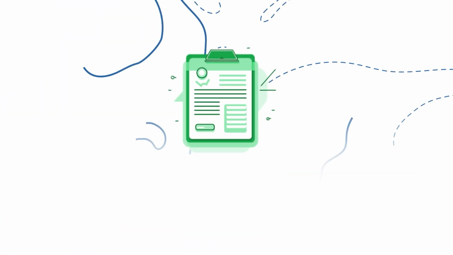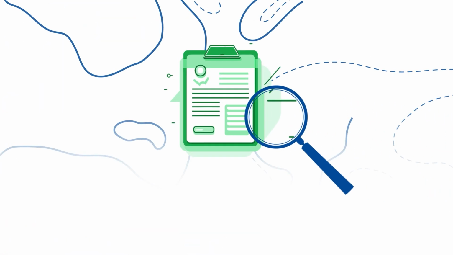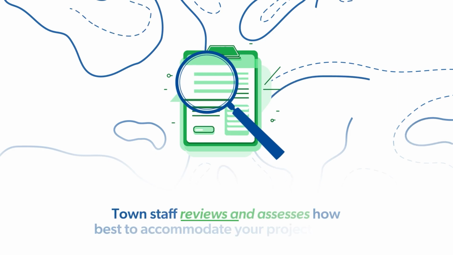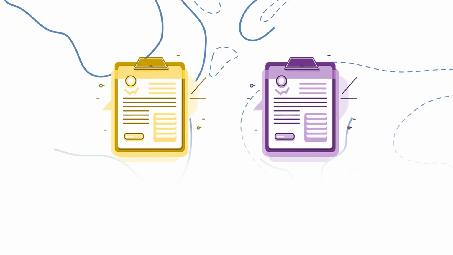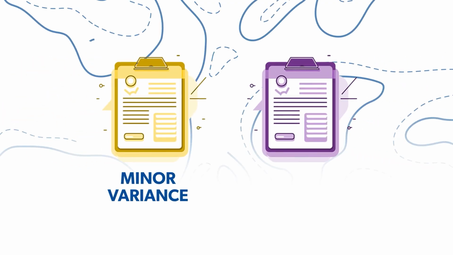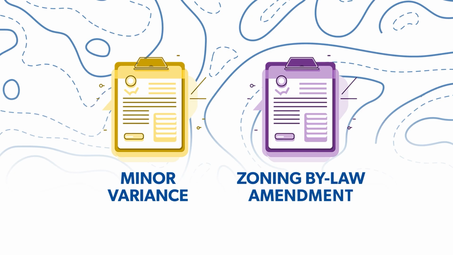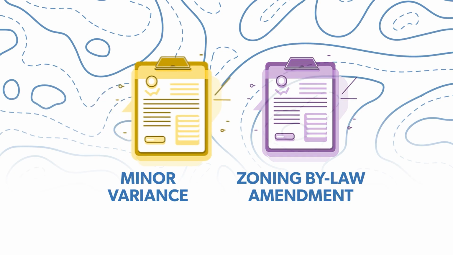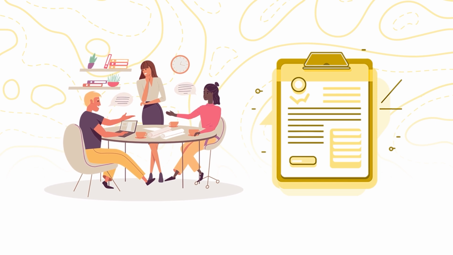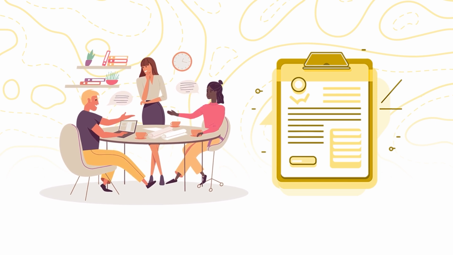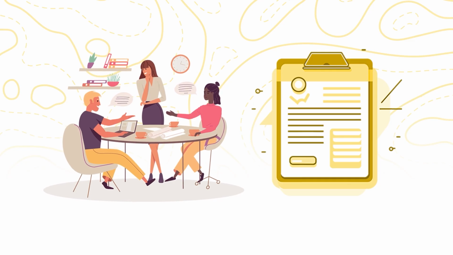With an application form and the appropriate studies and plans, town staff reviews and assesses how best to accommodate your project's needs. Town planning staff can help determine whether your change is minor, like a small reduction in required setbacks, or something more substantial. If your change request is minor, a committee appointed by Town Council, known as the Committee of Adjustment, reviews the minor variance request and any public input received and renders a decision.